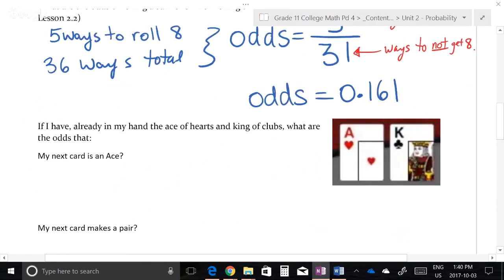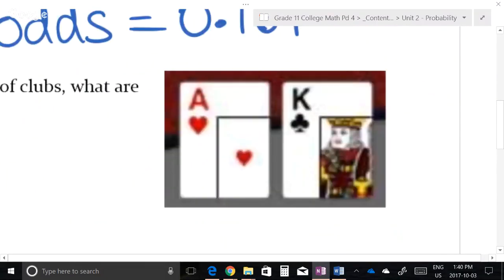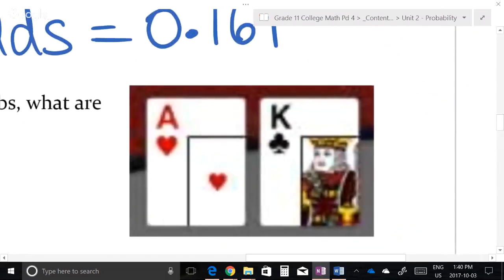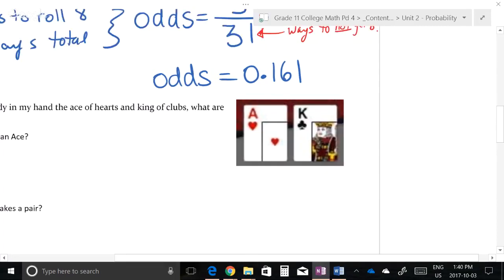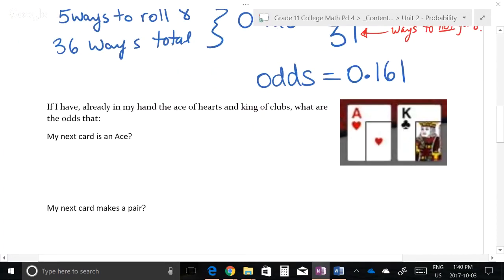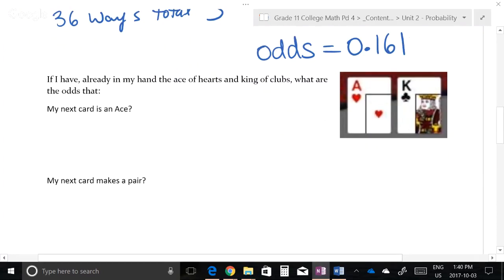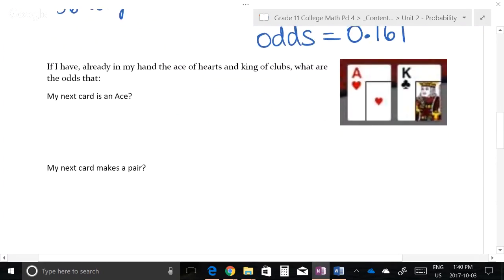Okay. I want you to try the next one. So let's imagine that you've already got this in your hand. You're at the poker table. You, of course, are over the age of 18, so you're legally at the poker table. And you've got an ace of hearts and a king of clubs in your hand, and you're waiting for another card. What are the odds that your next card is an ace? What are the odds that your next card gives you a pair? All right, so take a couple of minutes and work it out. I'll walk around and ask you how you're doing.